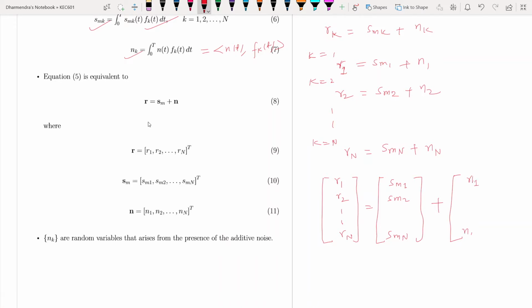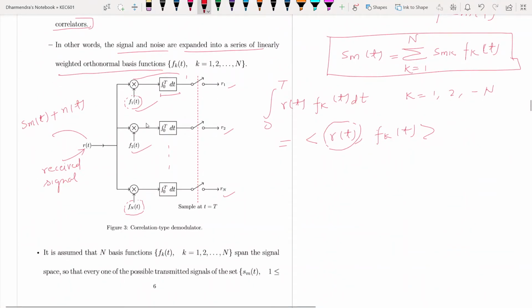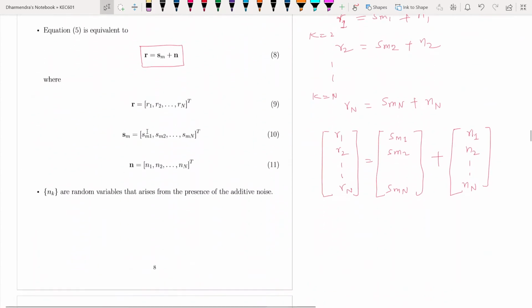n1, n2, up to n capital N. So this is the vector form representation of equation 5, a collection of these, where boldface r is this vector, boldface s_m is this vector, boldface n is this vector, and n_k are random variables that arise from the presence of additive noise.